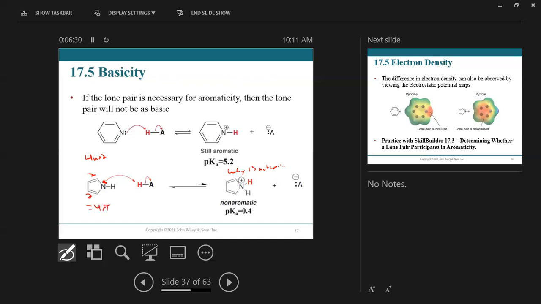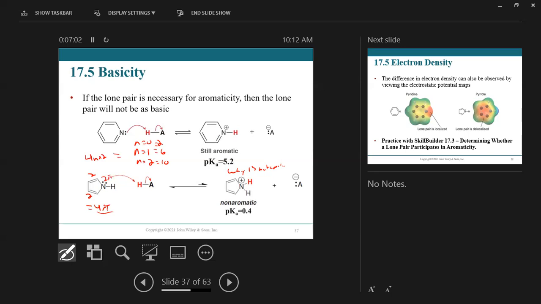Well, 4n plus 2, if I put a 1 in there, I get 6. If n equals 1, so you can put n equals 1, n equals 2. That's basically what we're working with, n equals 0. So 2, 6, 10. We can't satisfy this because we have to have a number that is 6, and here we only have 4. So the pi electrons are necessary for aromaticity. So if we put these 2 in here, now we get 6. So we get 6 right here.